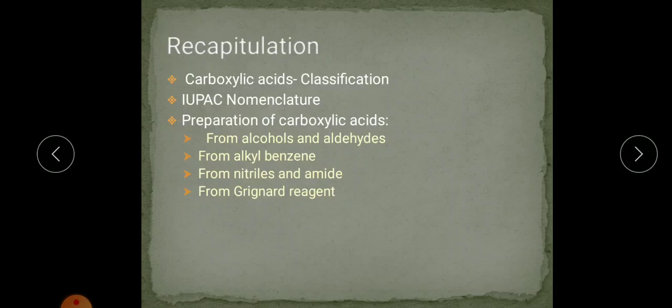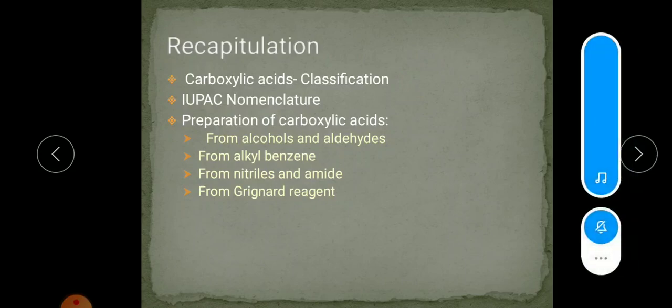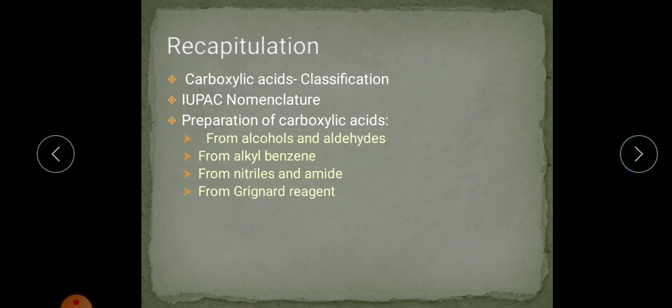In our last class, we discussed the topics carboxylic acids and their classification. After that, we saw their IUPAC nomenclature, how we can name the carboxylic acid compounds. Then we saw the preparation of carboxylic acids: one from alcohols and aldehydes, the second from alkyl benzene, the third from nitriles, that is cyanide and amide compounds. And lastly, we saw the preparation of carboxylic acid by the use of Grignard reagent. So this was our last class topic.